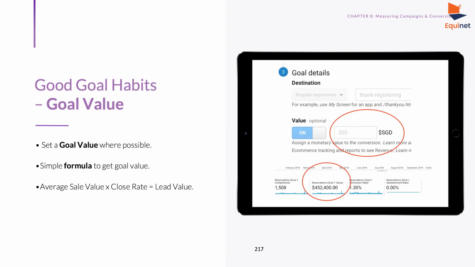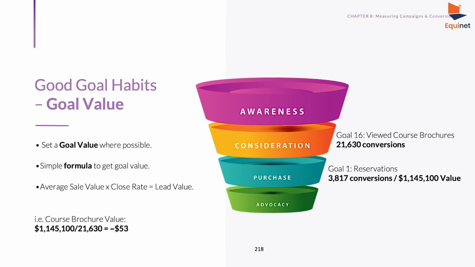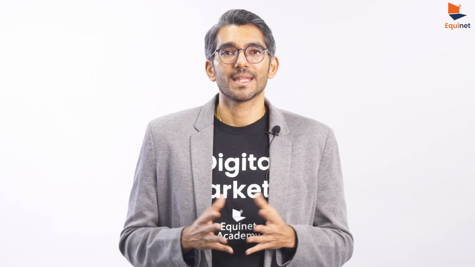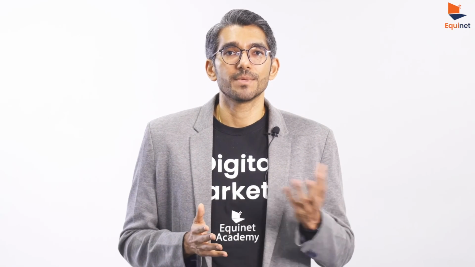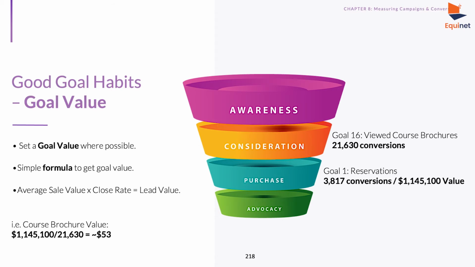Let's take these numbers as an example. If you generated more than $1 million of revenue from your final purchase goal, this is based on actual revenue generated. And over the same duration, you generated over 21,000 leads where users downloaded a brochure from you. You can then assume that there is a direct correlation between purchases and leads. So if you wanted to add a value for your leads, you can divide your revenue of over $1 million by 21,000 leads to get your goal value of approximately $53 for each lead.